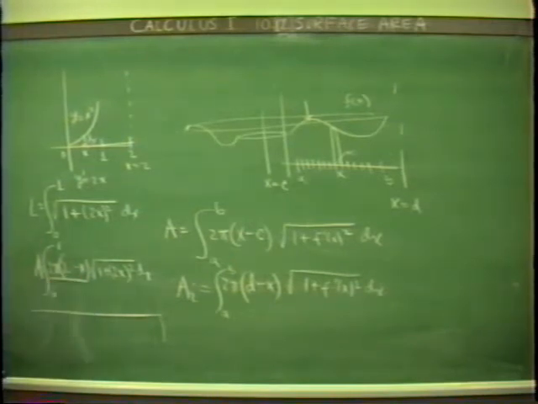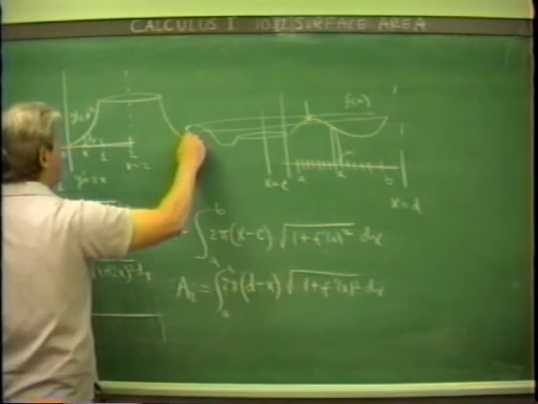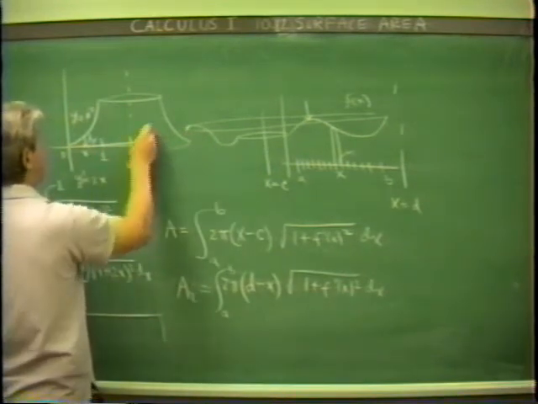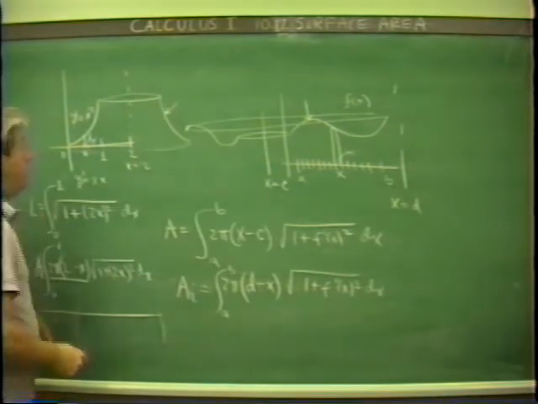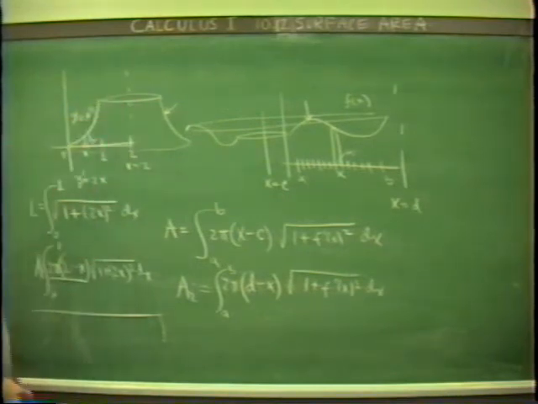Now this, again, is not necessarily an easy integral to evaluate, but this is the way to set up the integral. So this is the surface area of this resulting solid of revolution, and it's just one side. If you want to paint the whole thing, for example, you need to know the area of both sides.